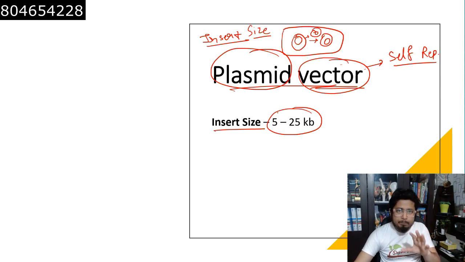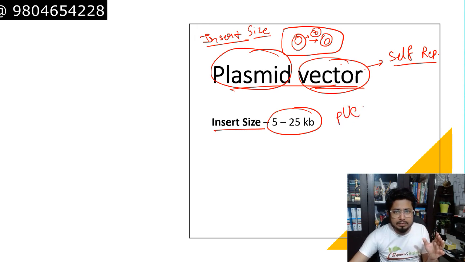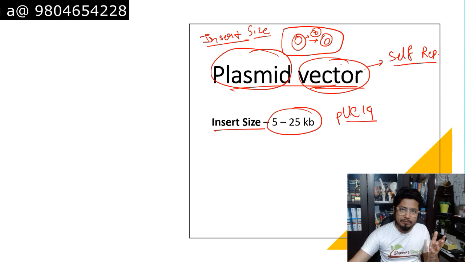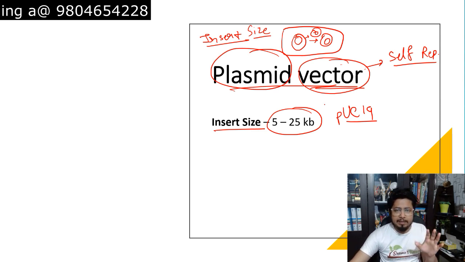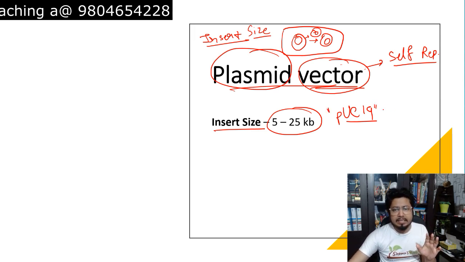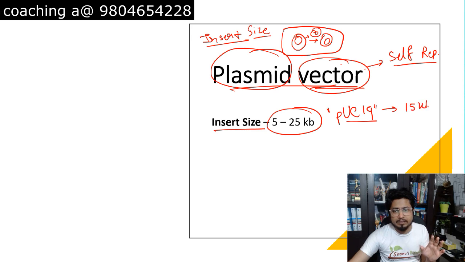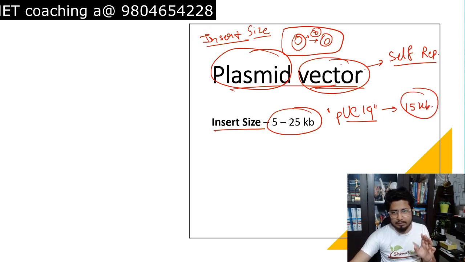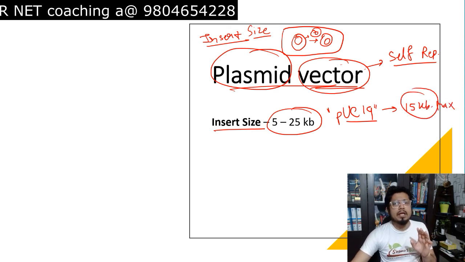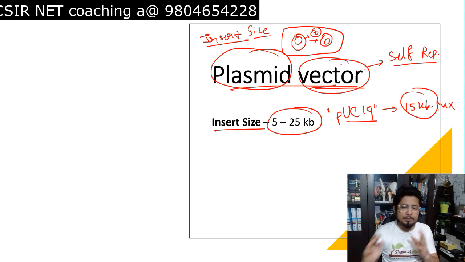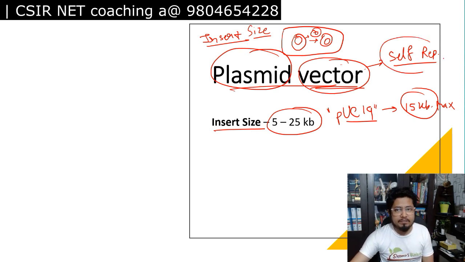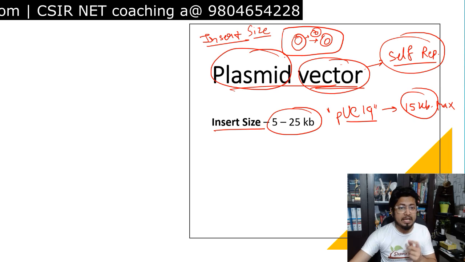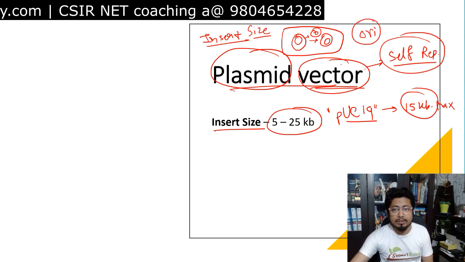For example, the pUC19 vector is a plasmid vector. Plasmid vector is a type, and the example is pUC19. It has an insert size of 15 kilobases maximum. Now apart from the insert size, this plasmid vector, as I said, is a self-replicating component. So it must have an origin of replication known as ORI.